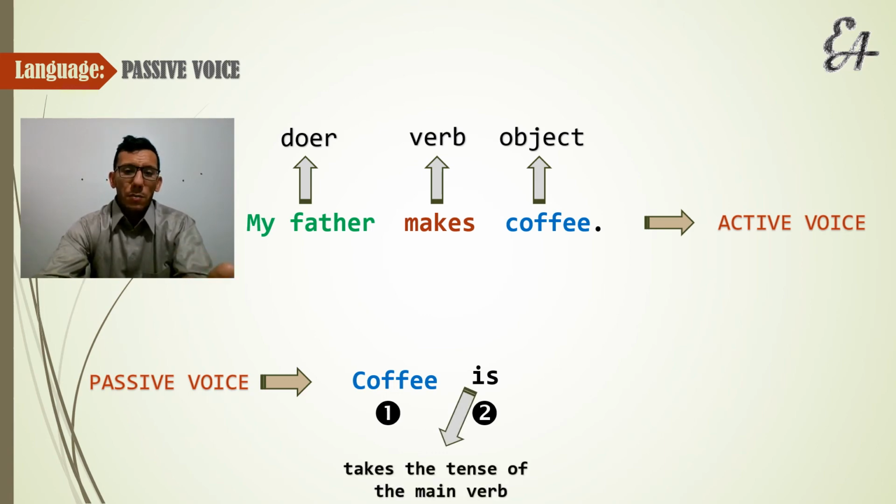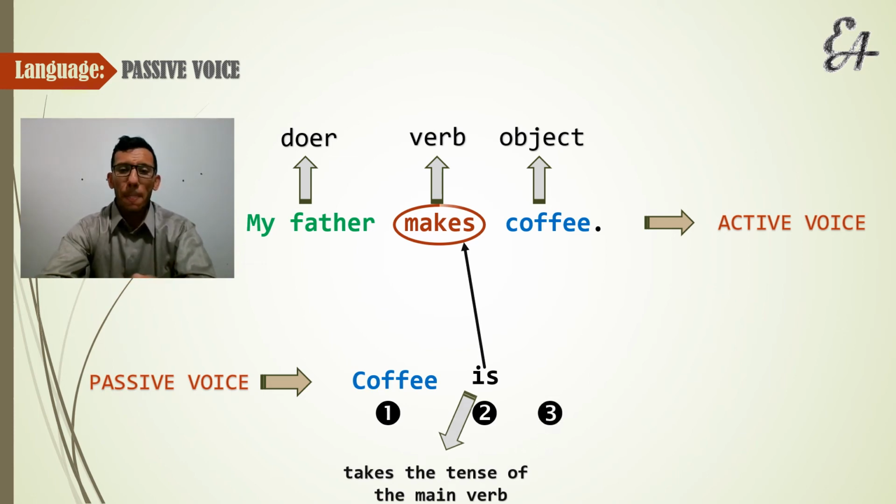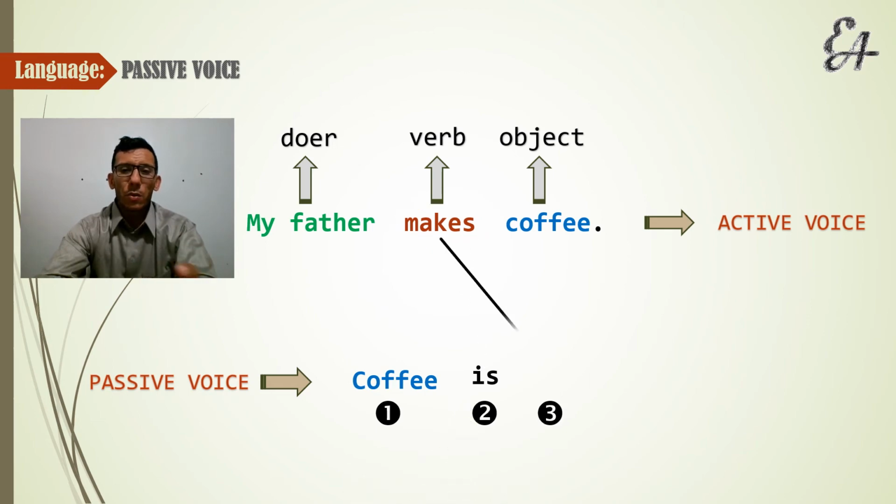Of course, auxiliary to be, we have to conjugate it. It means it takes the tense of the main verb. The main verb here is make, which is in the present simple. As you can see, my father makes, he makes. So verb to be, according to the new subject, coffee, becomes coffee is. Is that clear? So we bring a verb to be, and we should take the tense of the verb in the active voice.